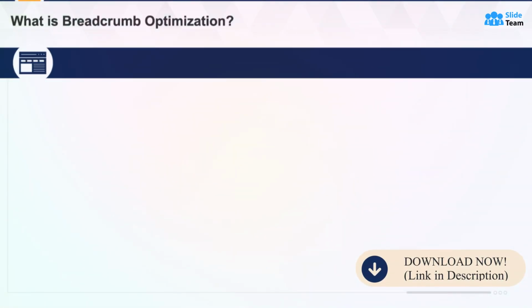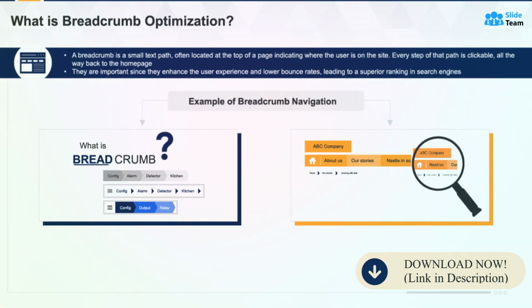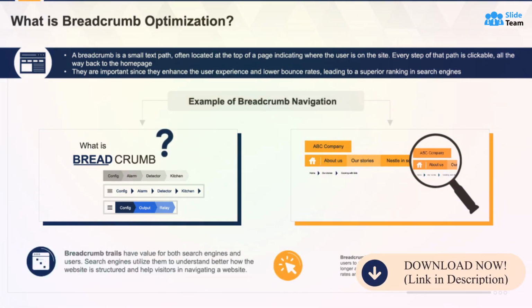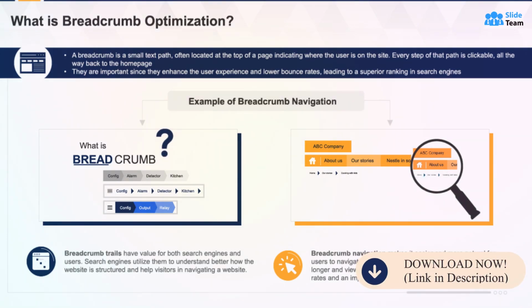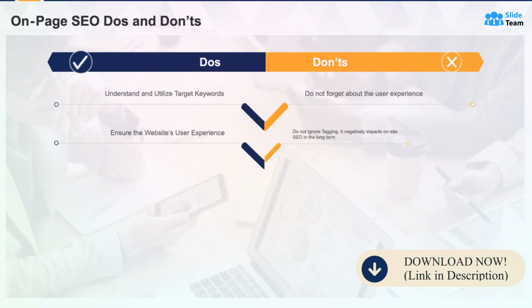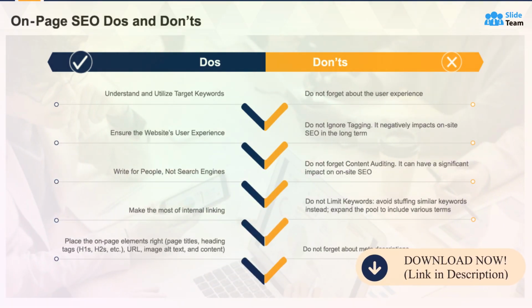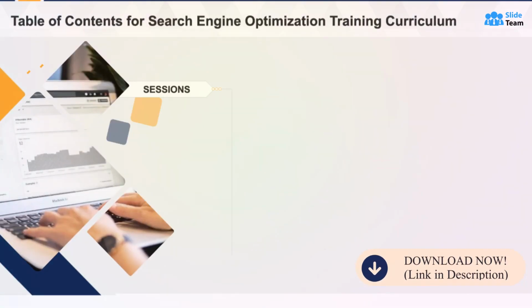Our module also discusses breadcrumbs optimization, a technique that helps in enhancing user experience and lowering bounce rates. The end result: top-ranking pages in SERP. Plus, gain exclusive access to the most effective on-page SEO tips that no one will ever share with you. This is just a sneak peek.